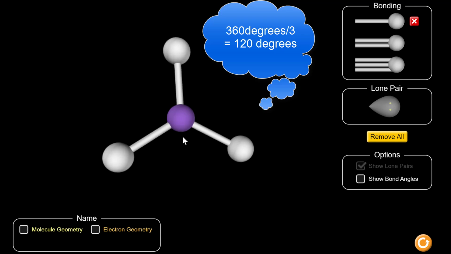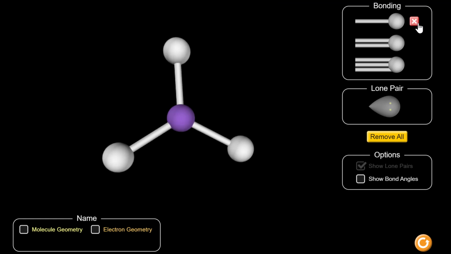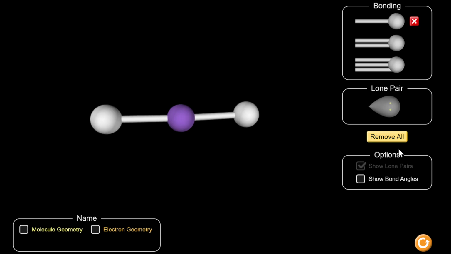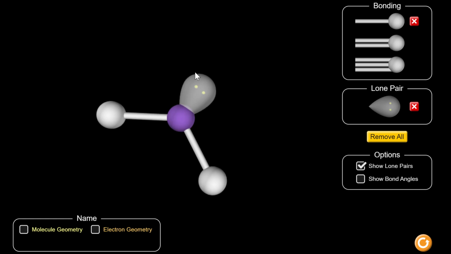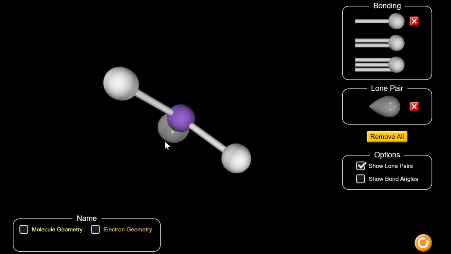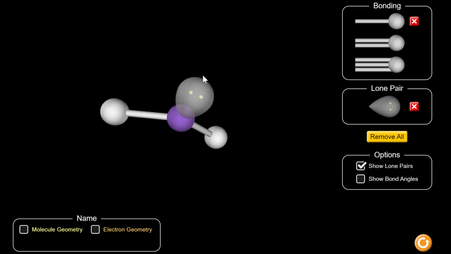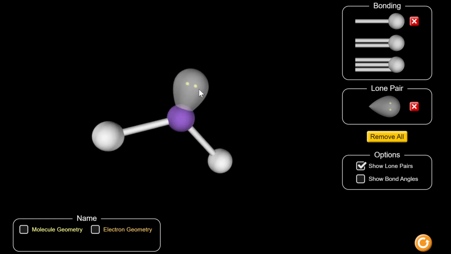Now, I can remove that bonded pair and I can change it to a lone pair and check out what happens here. Okay? That changes just ever so slightly the geometry here. We only really pay attention to the atoms. We don't pay attention to the lone pair. So we wouldn't call this trigonal planar anymore. We would focus on these 3 things. So we say it looks a little bit bent.